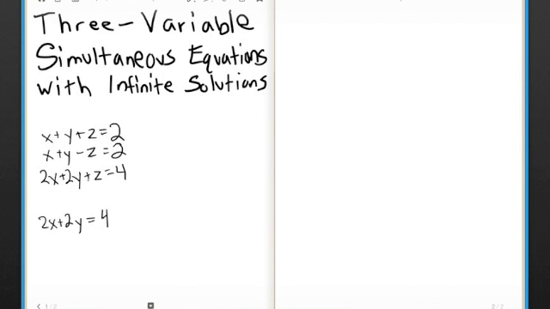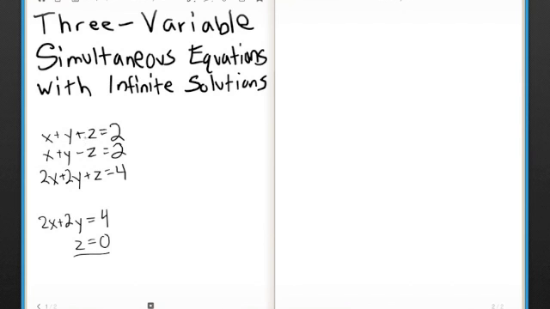So now, here's what's interesting. Even though we know there's going to be infinite solutions, we can still solve for one of the variables, and that would be z. Look at these two equations here: 2x plus 2y plus z, and 2x plus 2y. Both of these are equal to 4. This one has a plus z, this one doesn't. So since the plus z doesn't change the solution, we know that z is equal to 0.